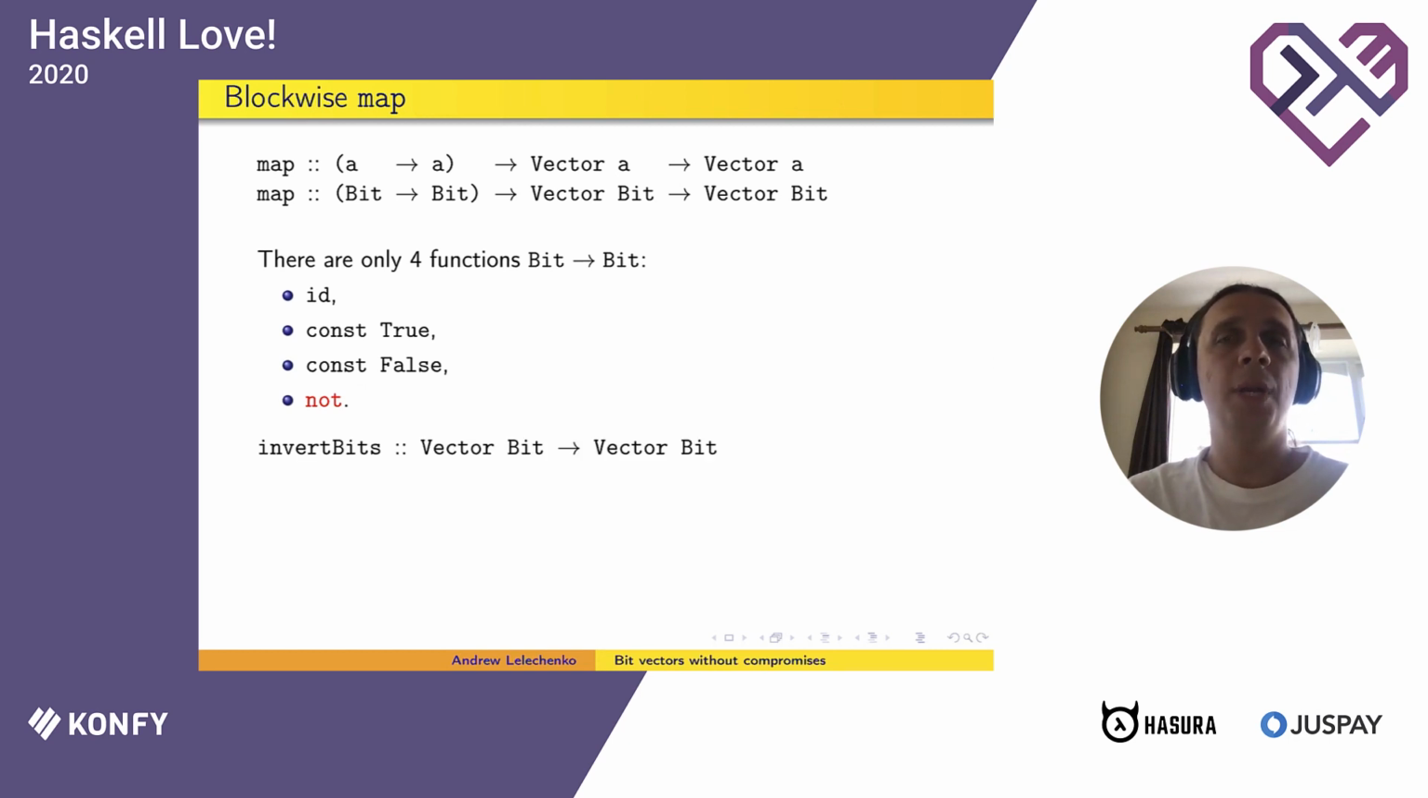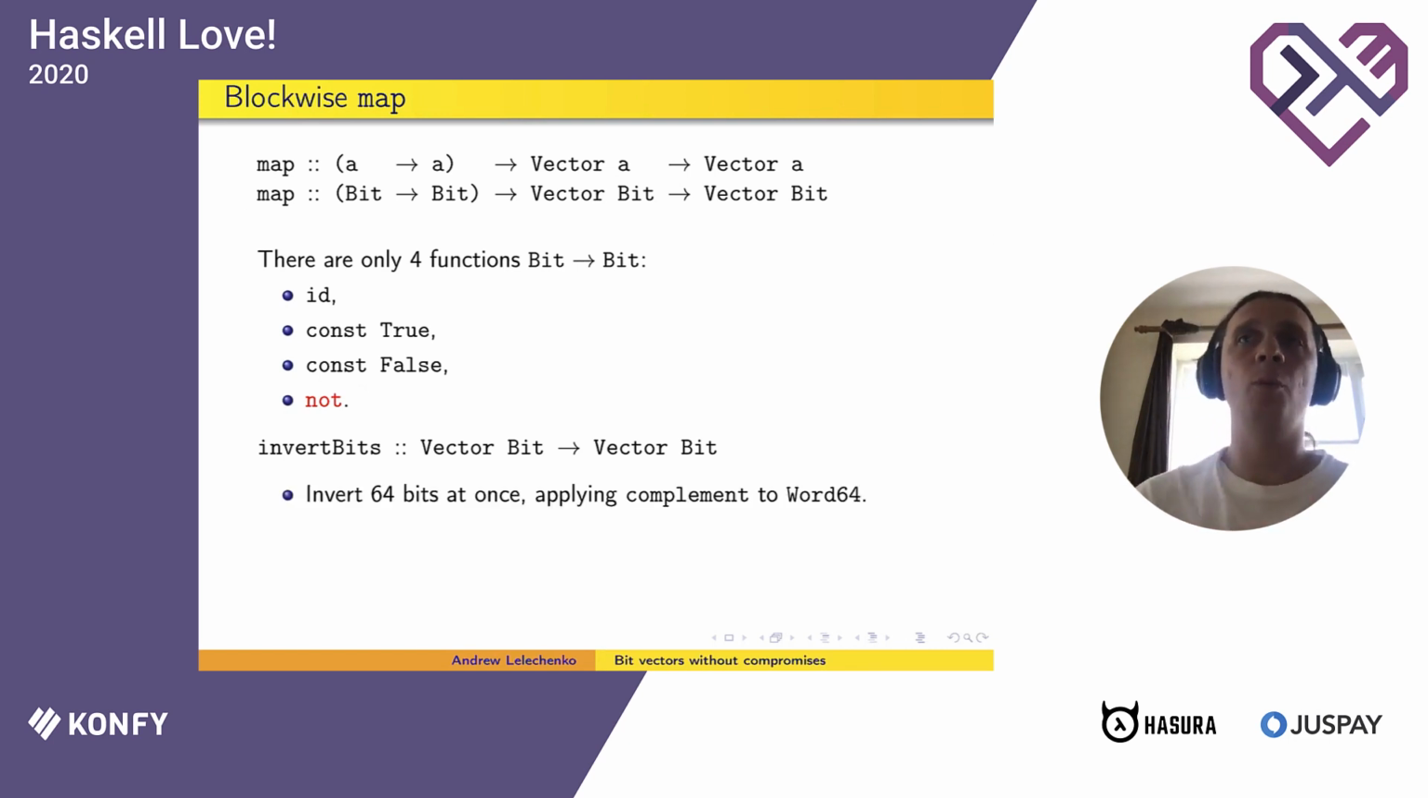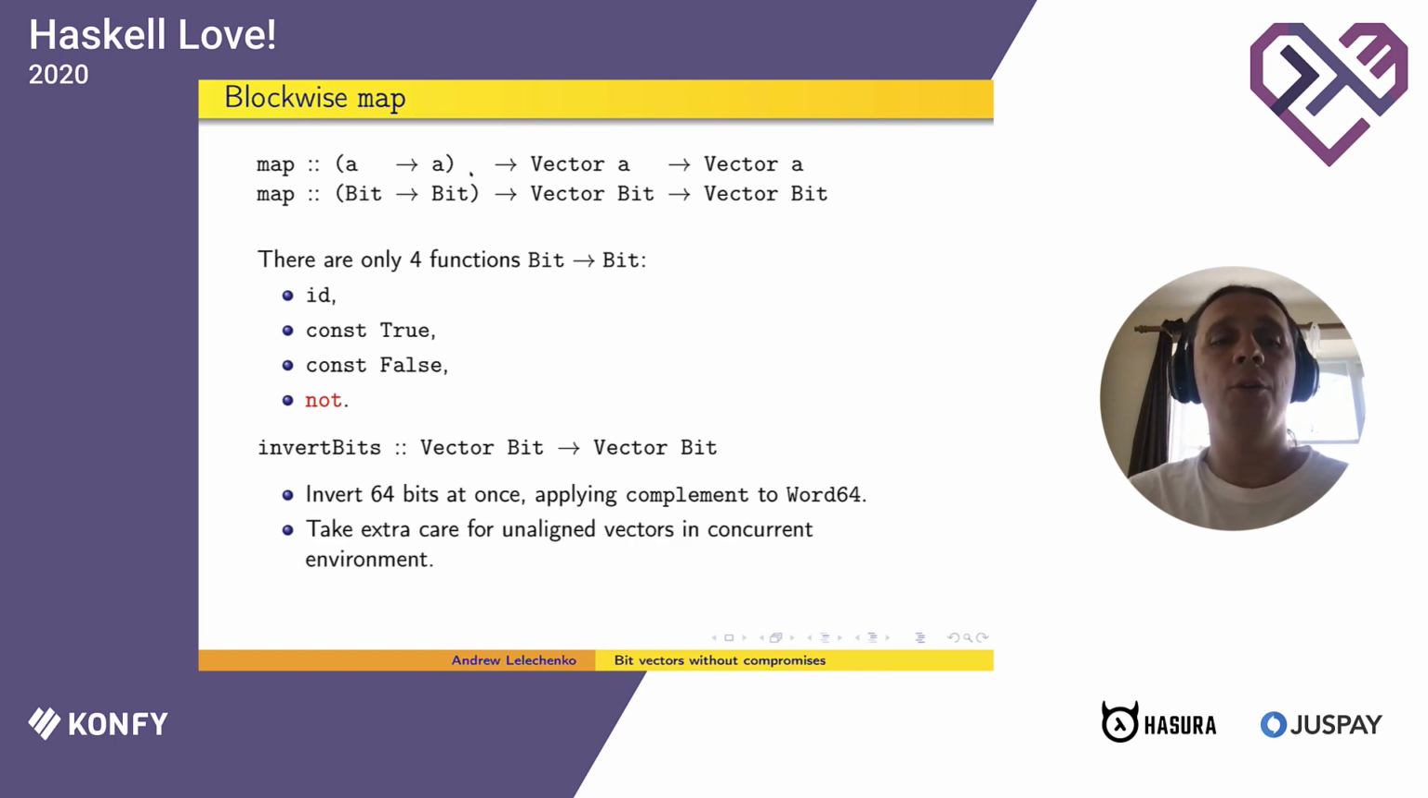So the bitrack package defines the invertBits function, which operates blockwise. It reads your vector word by word, so 64 bits at once, complements these words and writes them back. So it gives us implementations 64 times faster than map with not. Again, we need to take extra care for unaligned vectors in a concurrent environment.